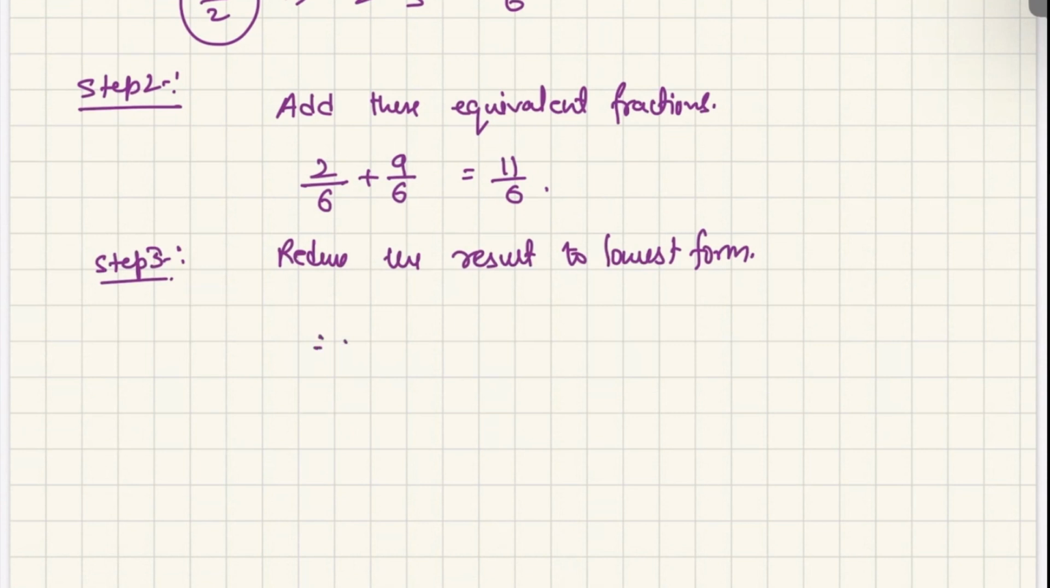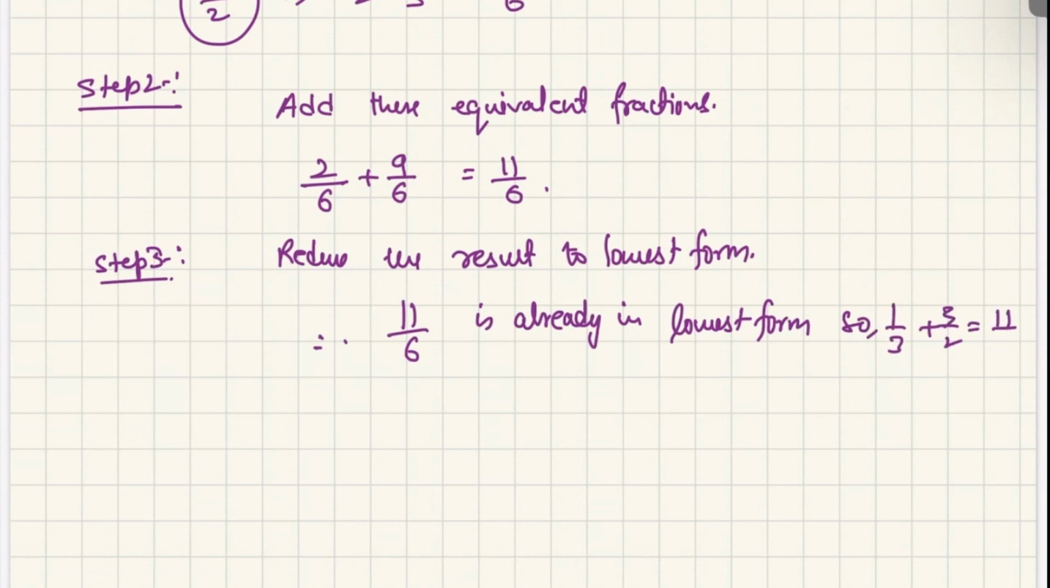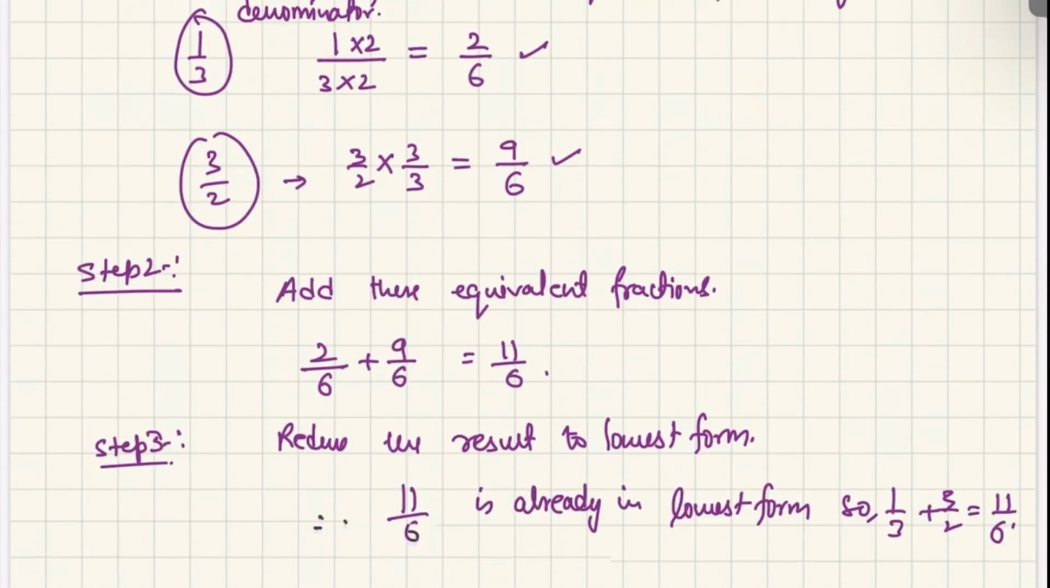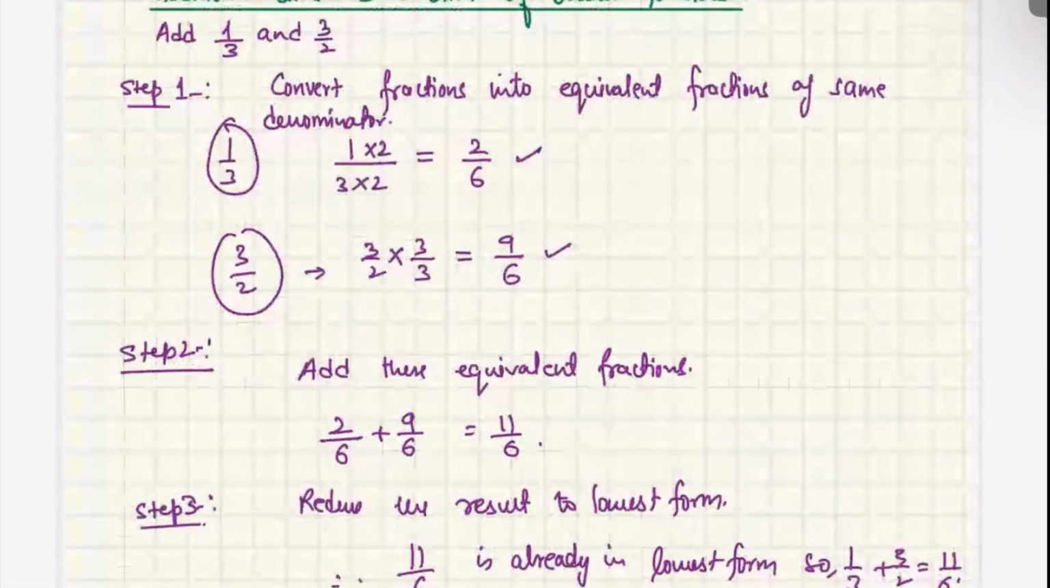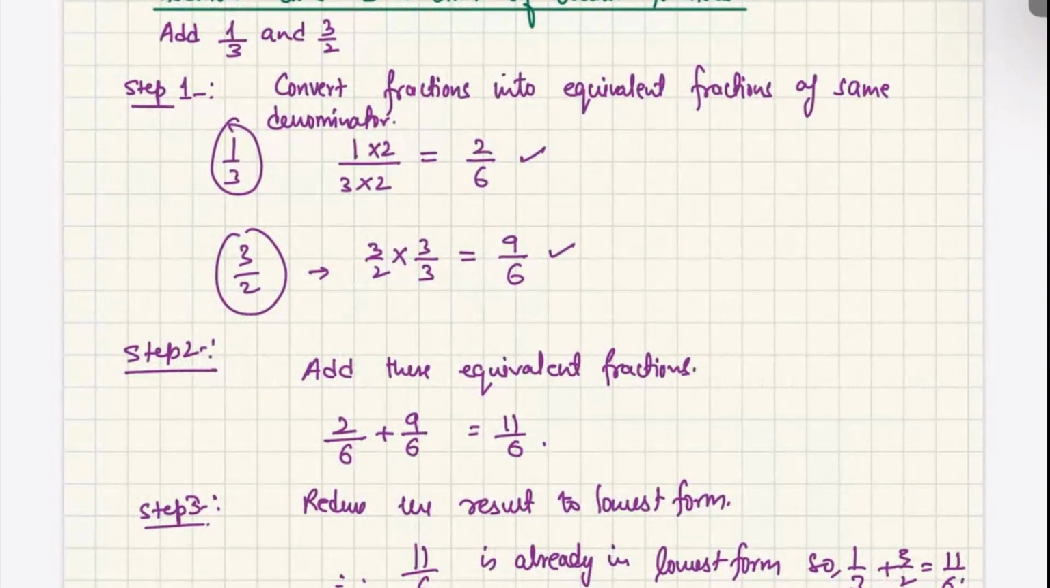Now, 11 by 6 is already in lowest form. So 1 by 3 plus 3 by 2 is 11 by 6. That is our final answer. You guys should just go through this. This is how it works over there. So first step is convert fractions into equivalent fractions or like fractions. How do we do that?